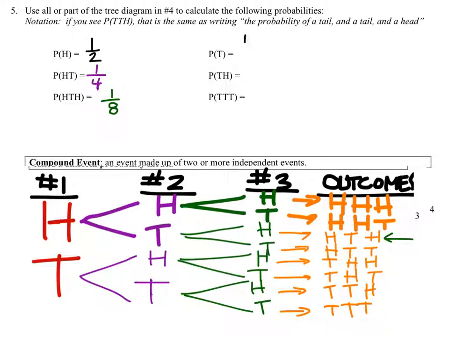Probability of just tails would be 1/2. And then the probability of tails, so starting right here, going into heads. So again, that shows 4 outcomes. Only one of them is tails and heads. And the probability of tails, tails, tails, only 1 out of the 8 right here shows tails, tails, tails. So here are our probabilities for all 6 of these.